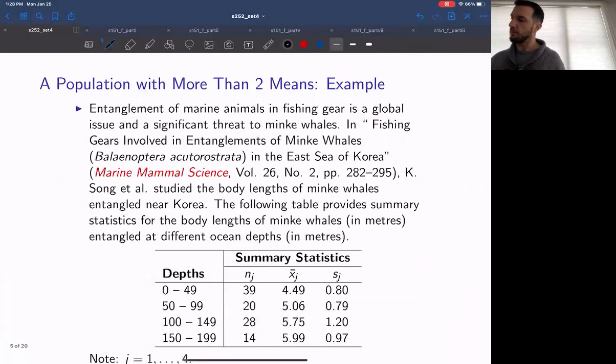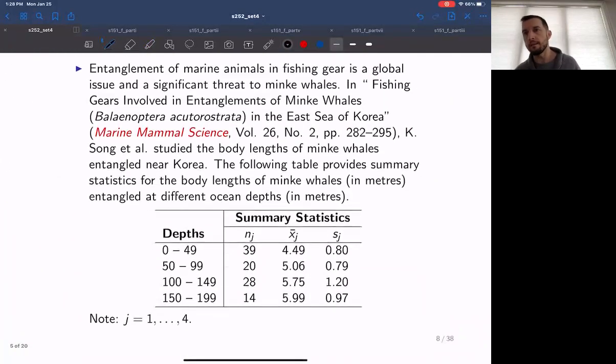All right. So what is an ANOVA? When do we use the ANOVA? Why does the ANOVA work?